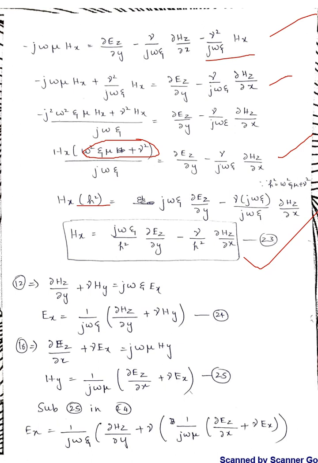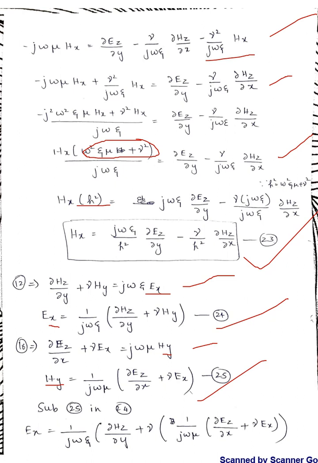Next what we are going to do here is take the 12th equation. In the 12th equation there is an Ex term on the right hand side. So I'm going to write this Ex term alone on one side, and the other terms I'm going to bring to the other side. Similarly I'm going to take the 16th equation. In the 16th equation I have Hy on the right hand side. So I'm going to take this Hy alone on one side, and the other terms I'm going to write on the other side and obtain them as the 24th and 25th equations.